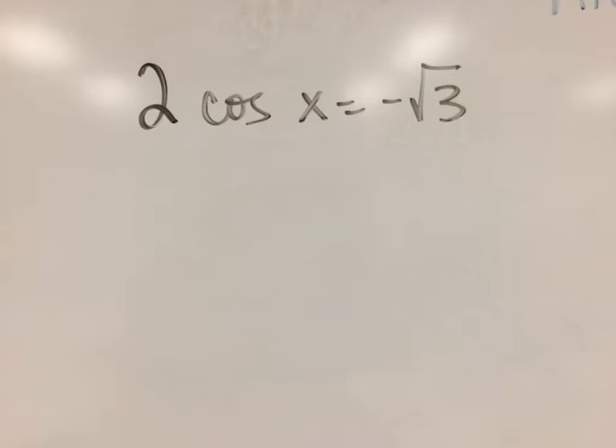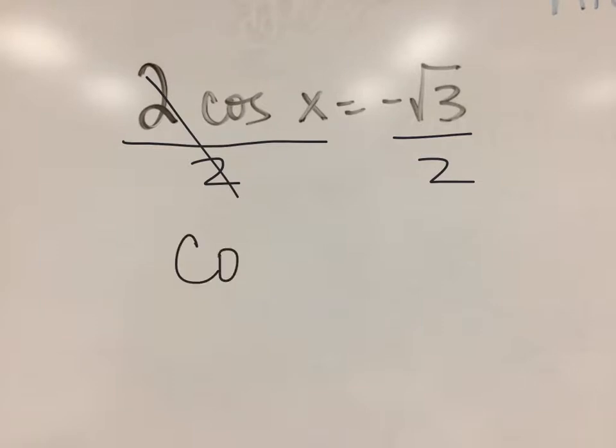Okay, when we're solving trig equations, we want to get x by itself, so we do all of our basic simple math first. We would divide both sides by 2 in order to get the 2 away from the cosine. So you want to get the trig thing by itself. We're left with cosine on this side and negative root 3 over 2 on that side. So now we can answer this question.